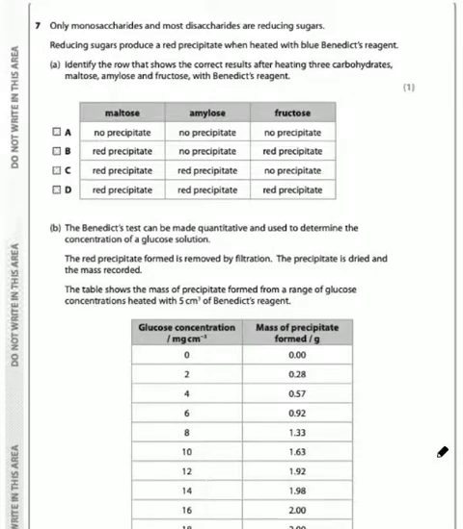Right. So you would have come across this in class, the Benedict's reagent and the types of carbohydrates, because it is part of the specification. We would have also done a lab experiment involving this type of reaction where you would have tested different carbohydrates with Benedict's reagent to see which ones form the precipitate.